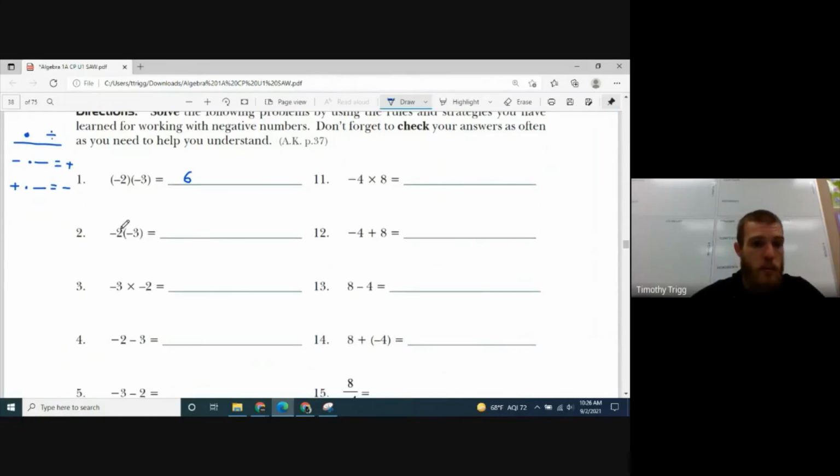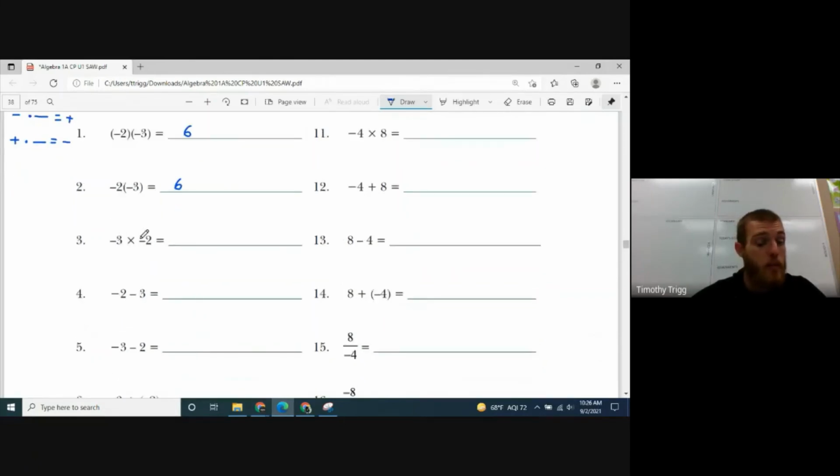What about for this next one? Well, this is the same exact problem, right? If you have a number up against parentheses, that means they're multiplied. So these are just two ways of writing the same thing. Negative 2 times negative 3. A negative times negative is positive 6. Here, negative 3 times negative 2, same thing, 6.